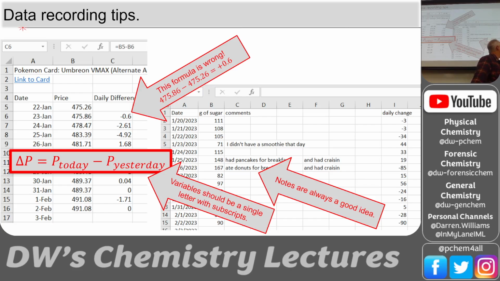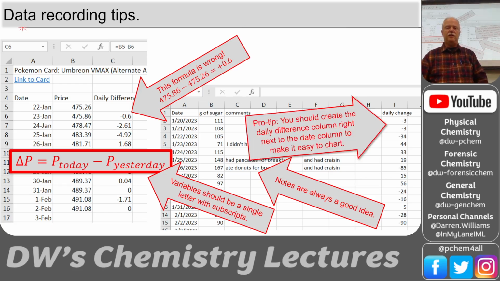If you're going to be plotting this versus date, those columns should really be together because it makes it easier to chart. You can do it this way, but it's easier if you calculate your difference right next to the data, so right next to the date. You might put your data here and have your notes there and do the difference right next to the date. That's a good way to set it up.